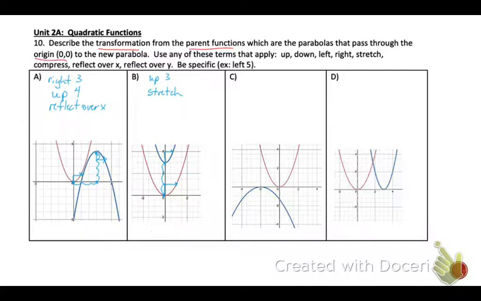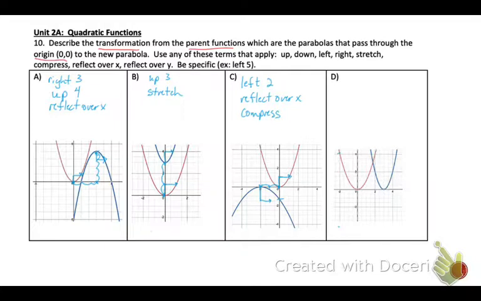C, we're going to track that vertex, so it shifts left 2, and notice that the new one is facing downwards, so that is reflecting over our x-axis. And it looks wider, but let's check. So from the original vertex, up 1 and over 1, and we hit the parabola. From the new one, up 1 and over 1, and we don't hit the parabola yet, so that means it's wider, so it's a compress.